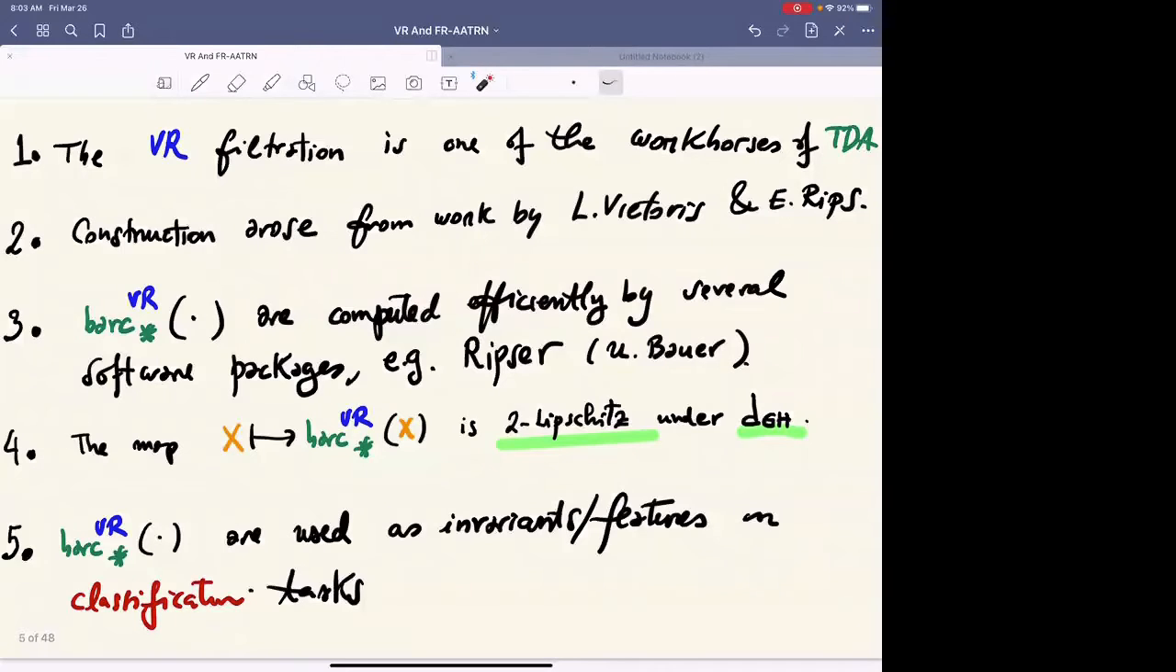So, and other things that I wanted to point out, there's a software nowadays that computes barcodes for the Vietoris-Rips filtration quite efficiently. I suggest having a look at Ripser if you haven't already played with that. It's also known that as a map from compact metric spaces into the collection of barcodes, the Vietoris-Rips barcodes are two Lipschitz under Gromov-Hausdorff. And in practice, Vietoris-Rips barcodes are used for classification tasks.